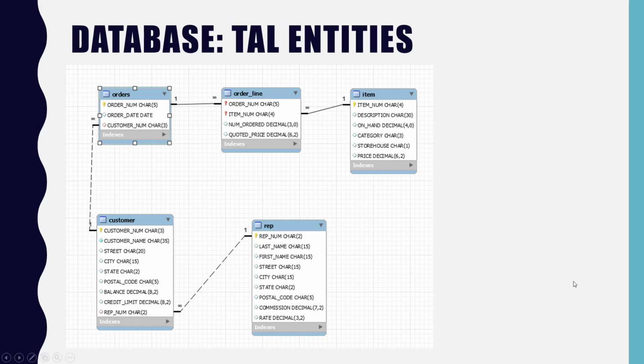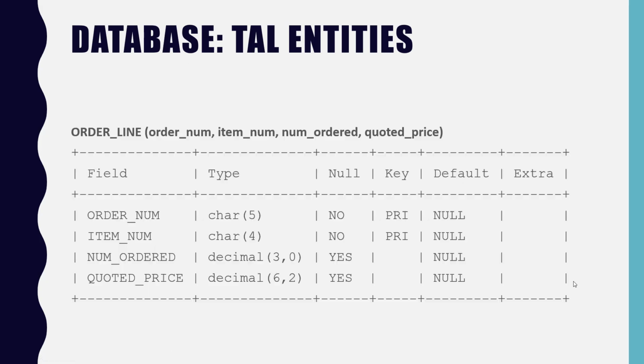So that's why we have an order line. Now think about the order line. What's on the order line? In fact, I think in the previous slide we can see what's in the order line. There's an order number, there's an item number, there's a number ordered, and then there's a quoted price. Those are the only fields in the order line table.